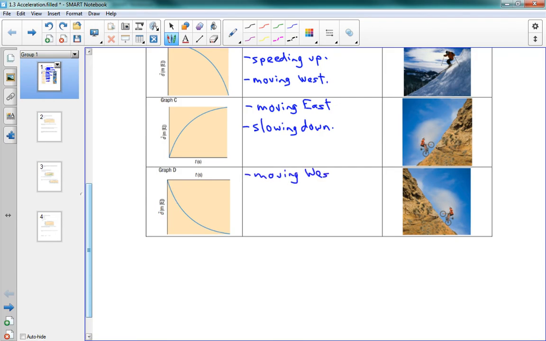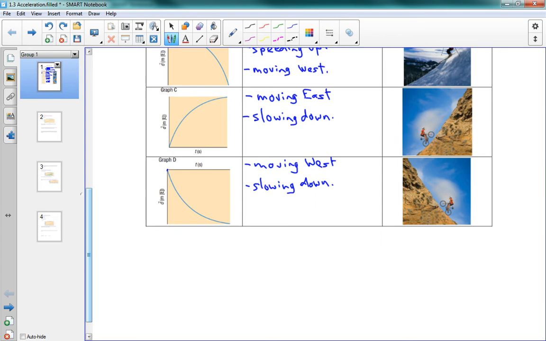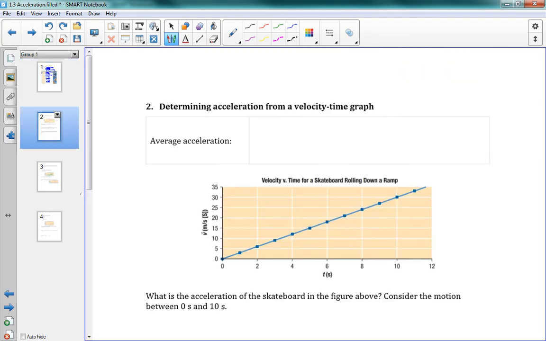So it's important that you understand the difference between negative values and speeding up and slowing down. Just because we're negative here doesn't mean anything about our speed. The negative tells us our direction. It just tells us that we're moving west. But the speeding up or slowing down here is based on the shape of this curve.